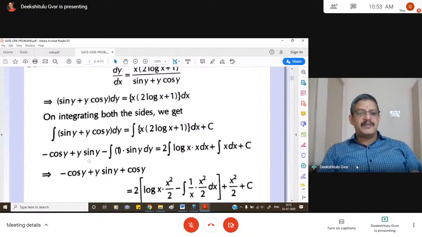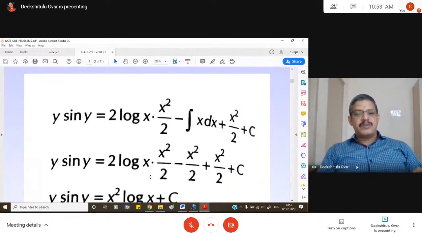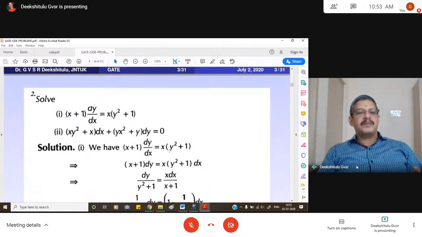So the integral of sin y is minus cos y, and for y cos y, using by parts, the integral of cos y is sin y, minus 1 into the integral of sin y. And for the next step, 2 log x into x plus x dx is also by parts. So minus cos y plus y sin y, and the integral of sin y is minus cos y. So this is how it happens. So cos y gets cancelled. So y sin y is equal to 2 log x into x square by 2 minus integral x dx, x square by 2, plus c. So this is the solution for the given problem.